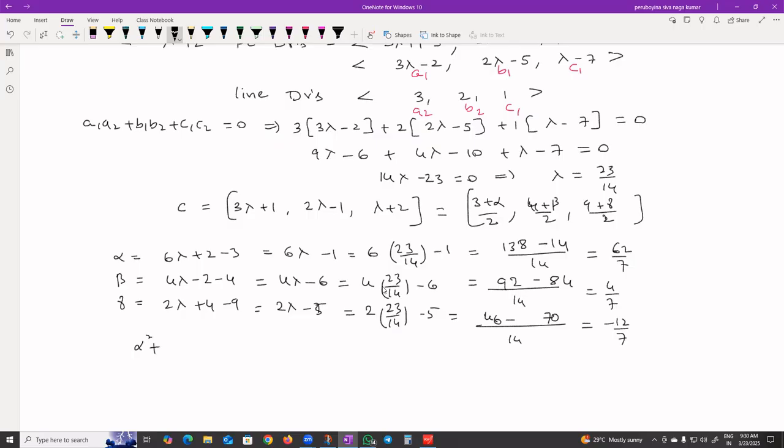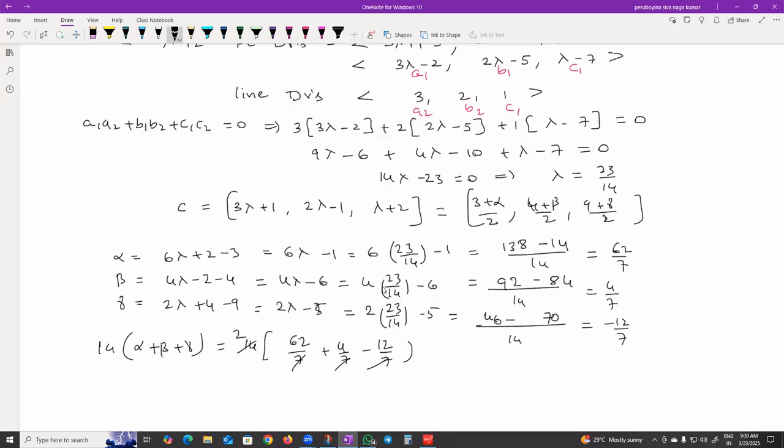Now he is asking alpha square, beta square, and gamma square. No, no, no, he is just asking alpha plus beta plus gamma. 14 of. If we keep 14, that is better, I think. 14 times 62 by 7 plus 4 by 7 minus 12 out of 7.